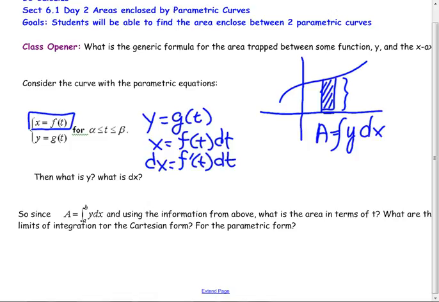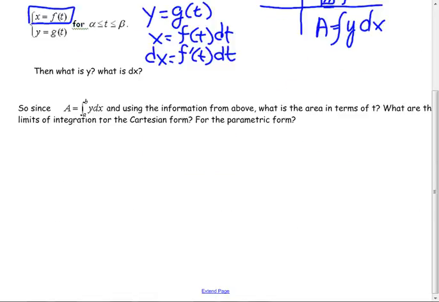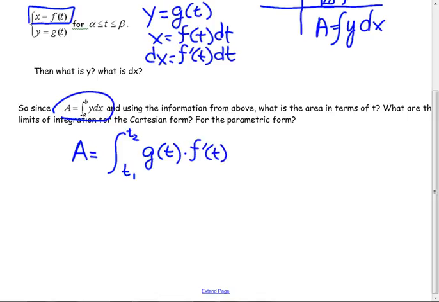Now they have to give you the t values here. So we are going to substitute that right into this little formula. So the area is going to be equal to the integral from t1 to t2, I'll have to figure those out, of y, which is g of t, times dx, but that's f prime of t dt. And the integral is usually tough. Not usually, it's hard to make these easy. Okay, this is a BC test. How do you find the times? Because, well, in this case, it's alpha and beta. Sometimes they'll give them to you, otherwise, sometimes we'll have to figure them out.